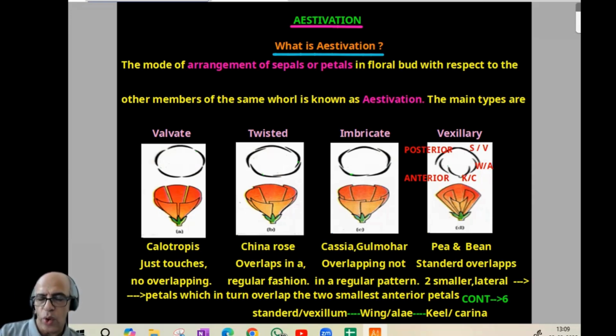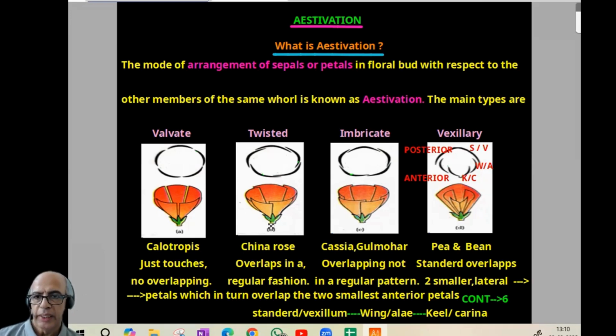Next is imbricate, cassia, gulmohar. Here overlapping is not in a regular pattern. See here, one is inside. One is roughly outside this one. Other 3 inside and outside, that way. So that is called cassia or gulmohar, imbricate type, where you can find in cassia, overlapping is not in a regular pattern.